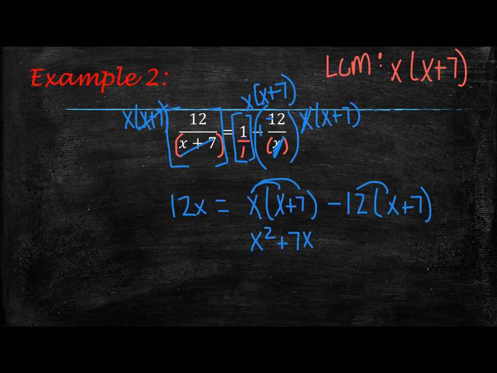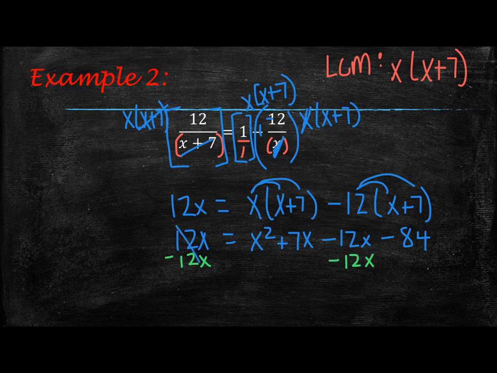Then I'm going to have negative 12x. And then negative 12 times 7 is negative 84. And that's all equal to 12x. Because this is a quadratic, I have to get everything on one side of my equation. So I will, in fact, have to subtract this 12x over to the other side. Now I'm going to go ahead and put it here.